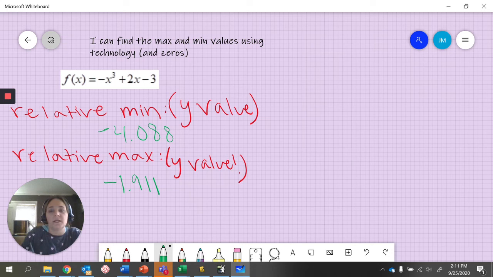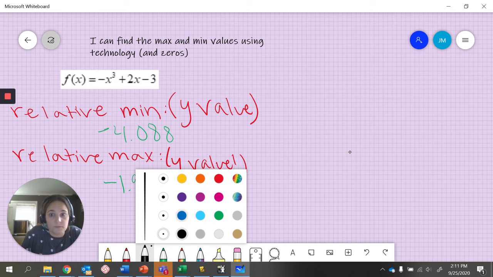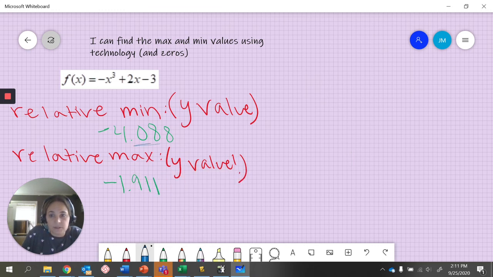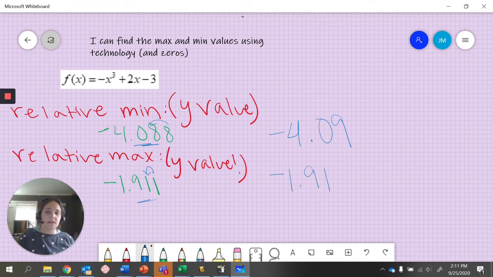Okay, now the tricky part on Delta Math is that they tell you where to round it to, and you will get marked wrong if you round it incorrectly. So they usually say to the nearest hundredth. So the hundredths is the 8. So you look past it, and this 8 is going to round it up. So the answer would be negative 4.09 in Delta Math. Down here, you look at the 1, which will keep it the same. Okay, so try some Delta Math problems and reach out to me if you need help.